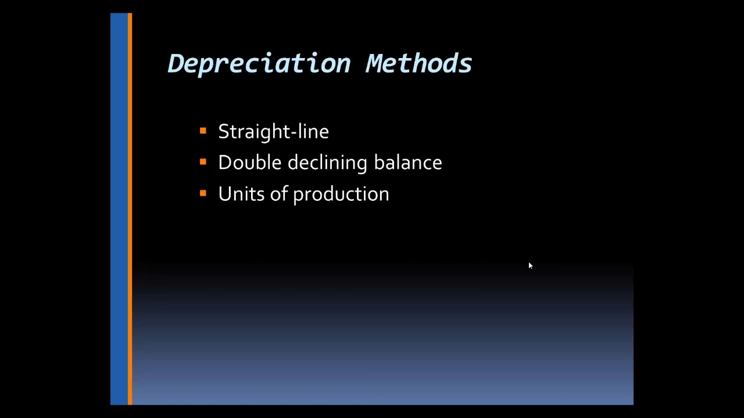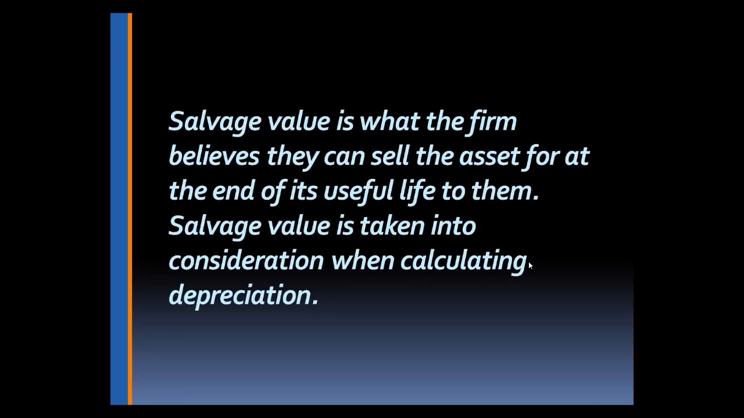There are three types of depreciation methods: straight line, double declining balance, and units of production. And I'll look at each of these and show you calculations for them. But first, let's talk about salvage value. Salvage value is what the firm believes they can sell the asset for at the end of its useful life. And we take salvage value into consideration when calculating depreciation. And so salvage value is based on their historical experience of what an asset is worth when they're through using it in their particular operation. It might even be zero.